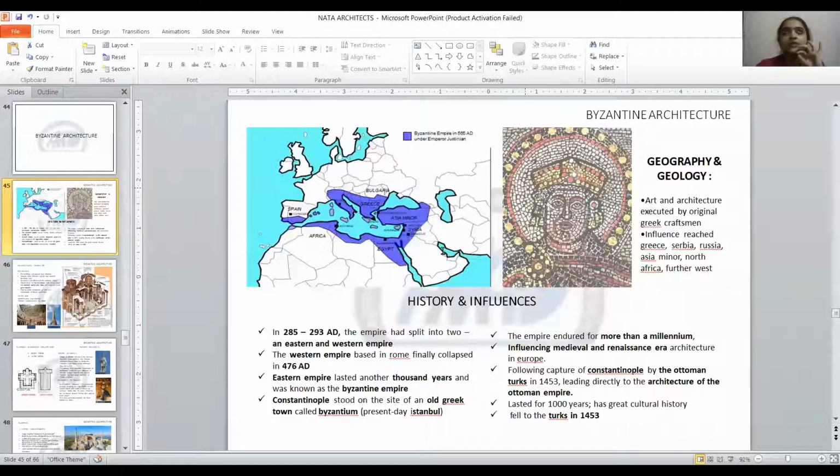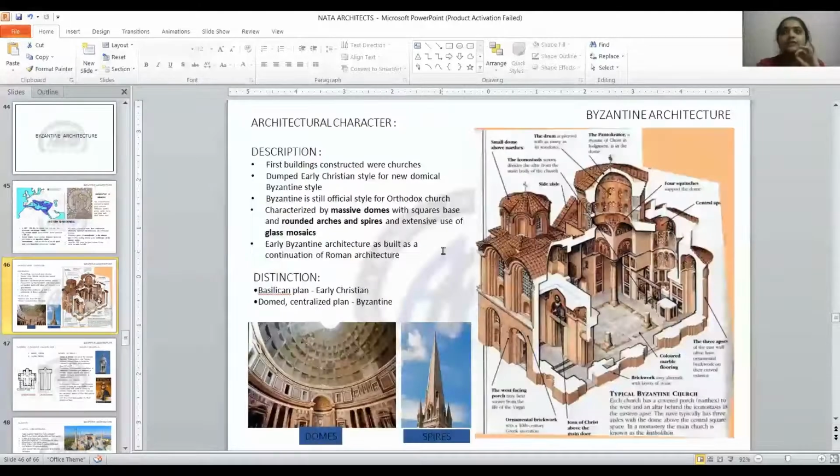So what a dome actually is, imagine that you have a ball and you cut it at the center, so cut in the middle.